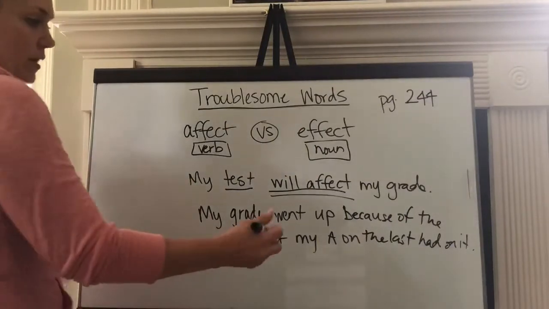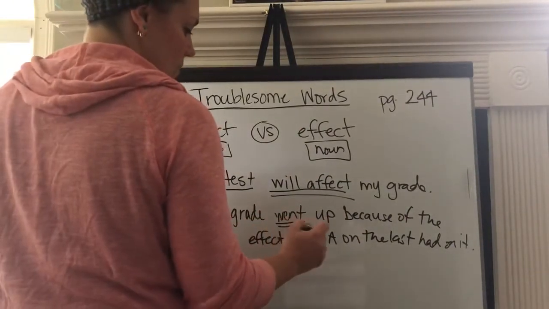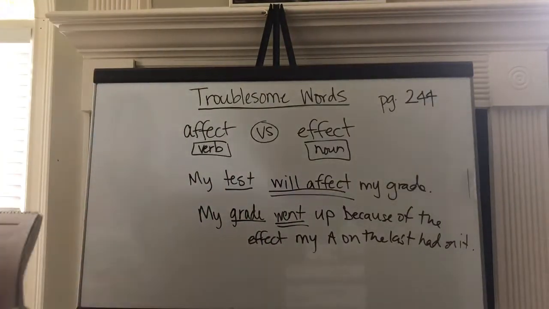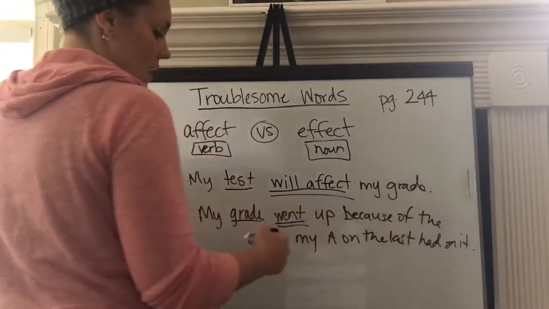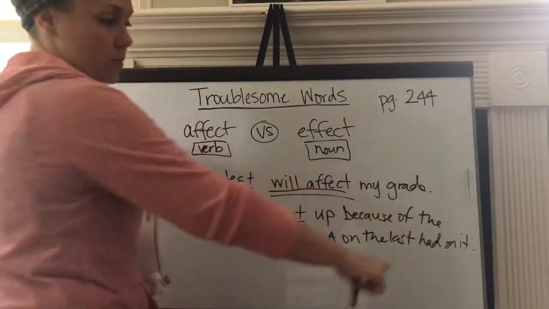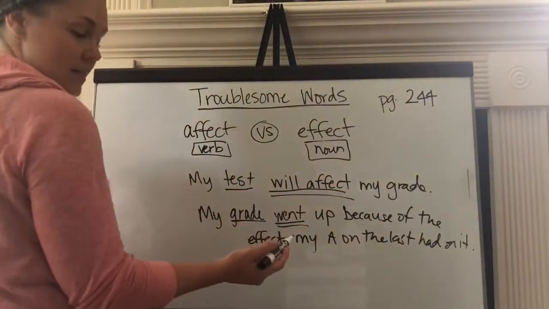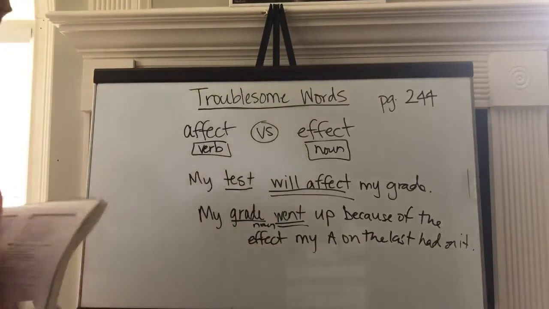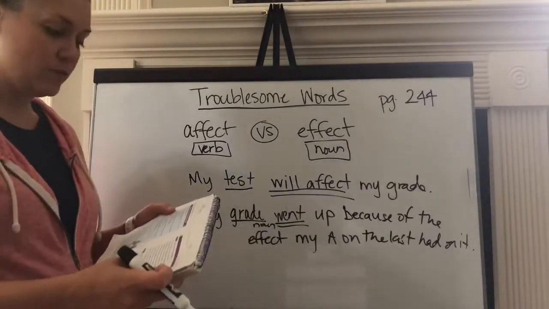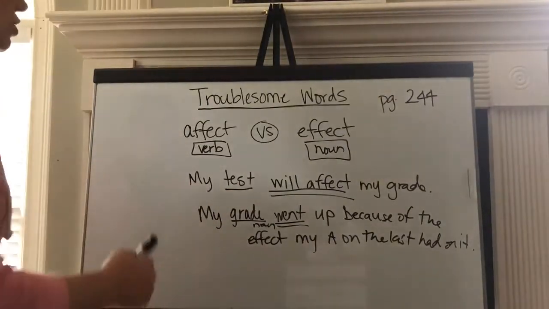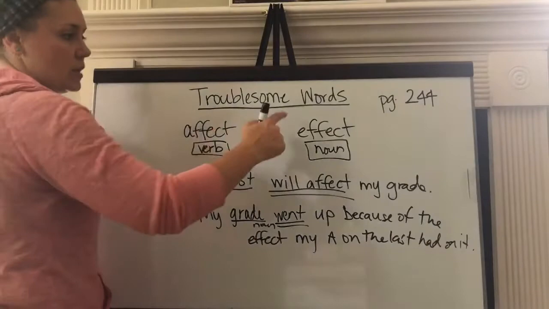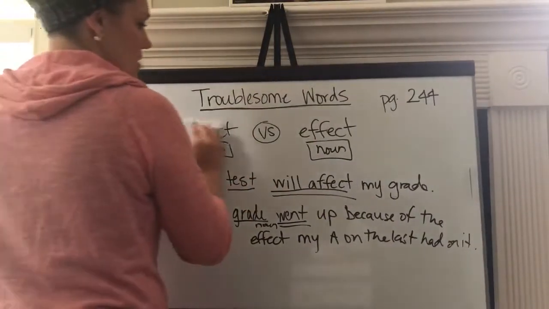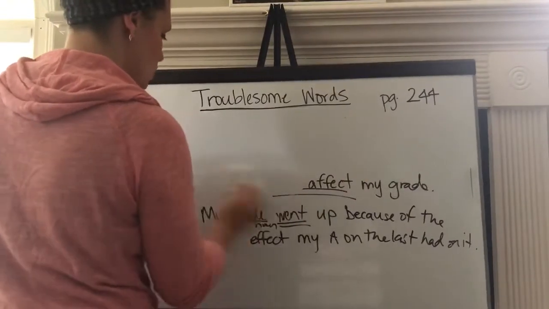Now, notice my grade went up. Went is my verb, and grade is my subject. And then because of the effect, remember when we see the in front of a word, it always means that it's a noun. So in this sentence, this is a noun, which is why I used the effect. Now your book gave you a couple examples as well if you need more to help you keep it straight, but always remember that affect is a verb and effect is a noun, and you'll be able to keep them straight. All right, let's go on to the next two pairs.